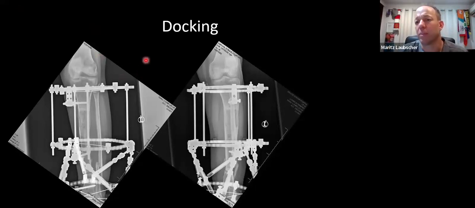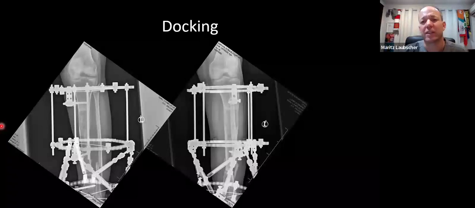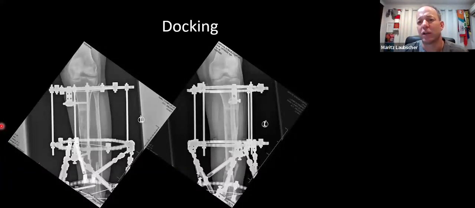I talk about the pin site history. In other words, if the patient mostly had pristine pin sites, no pin site infections, I'm happy to take the frame off and nail in the same sitting. But in this case, the patient's pin sites don't look great, so we first took the frame off and protected him in a cast. Very important: you can see here that your regenerate is generally consolidated. If you take the frame off when the regenerate is still not consolidated, it will shorten again. You shouldn't do it.